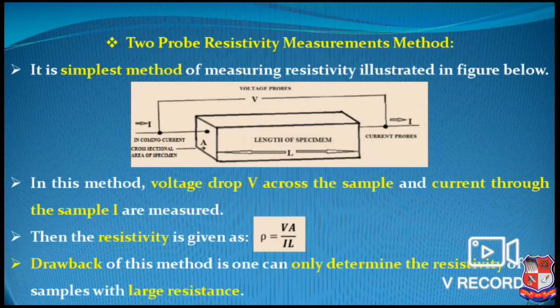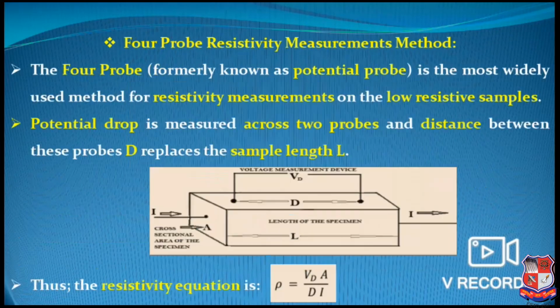But the drawback of this method, this is the simplest method, but as we all know, every coin has 2 sides, and thus the drawback on the other hand is we can only determine the resistivity of the samples with larger resistance. So what are the precautionary measures to take for measurements for low resistive samples? So we have the 4 probe resistivity measurement method.